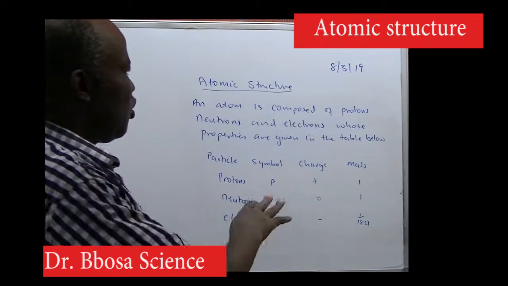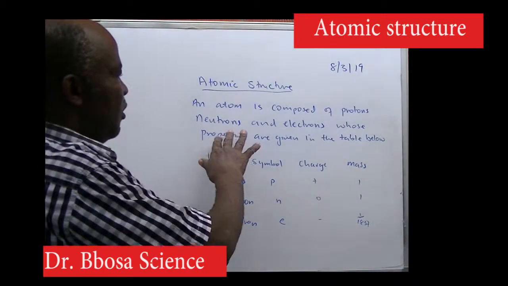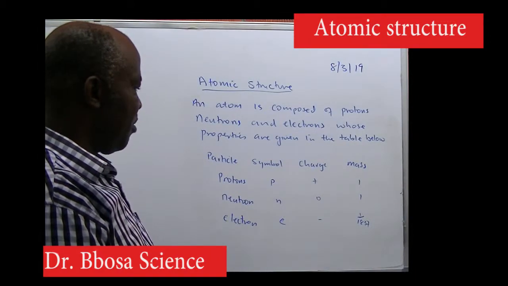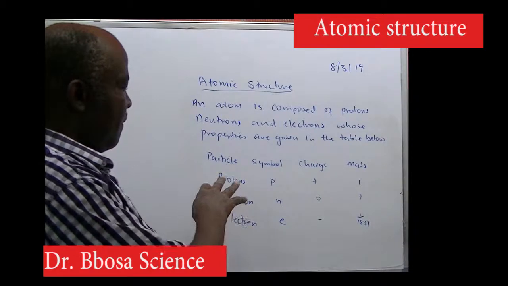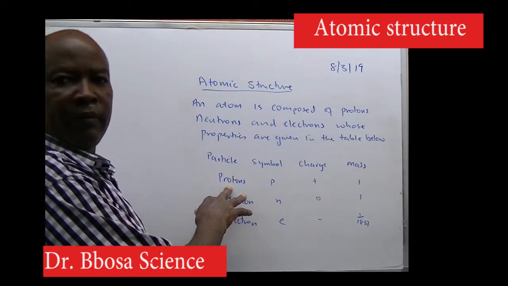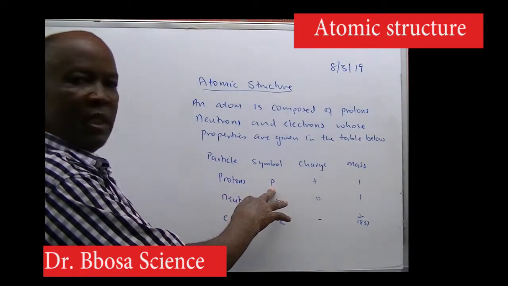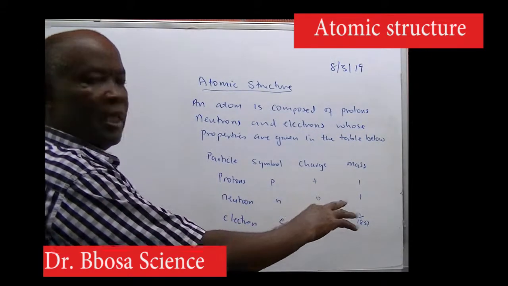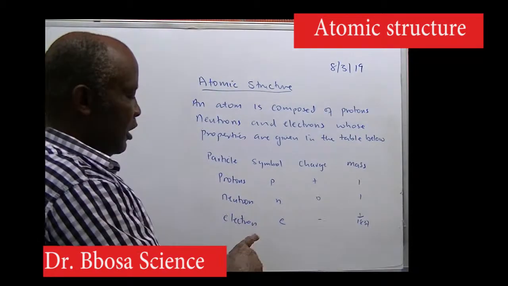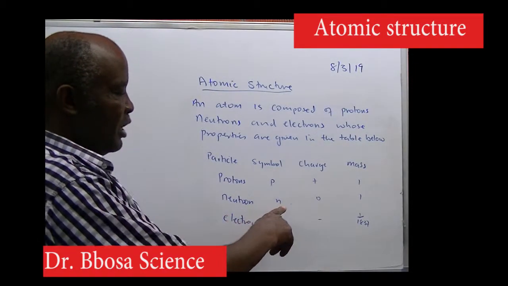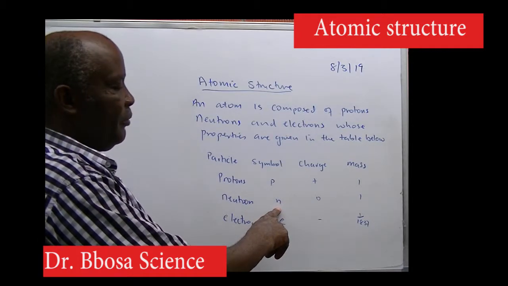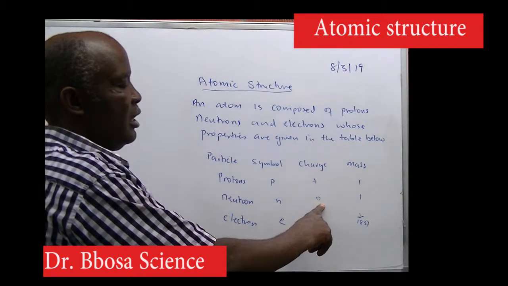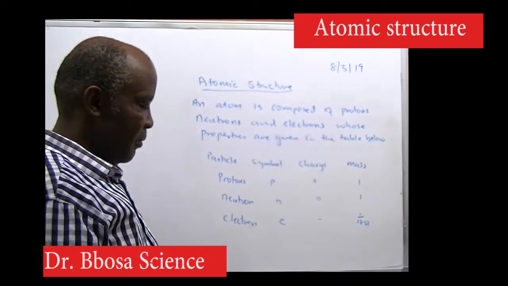An atom is composed of protons, neutrons, and electrons, whose properties are given in the table below. We have protons, the symbol is small p, the charge is positive 1, the mass is unit. The neutron, the symbol is small n, the charge is 0, the neutron has no charge, it has a mass equal to that of a proton.